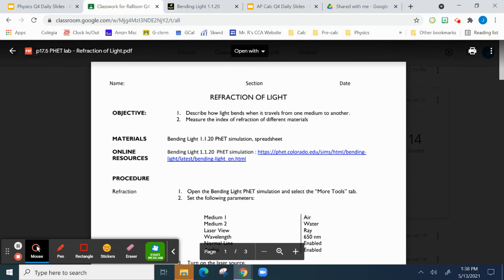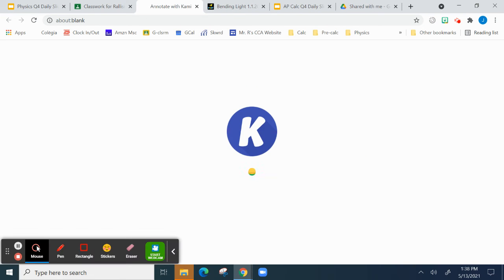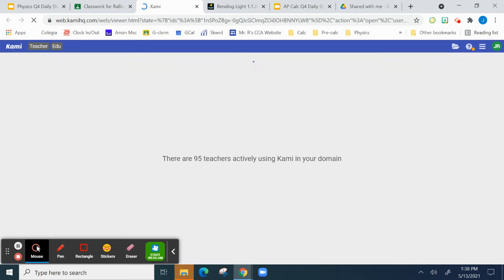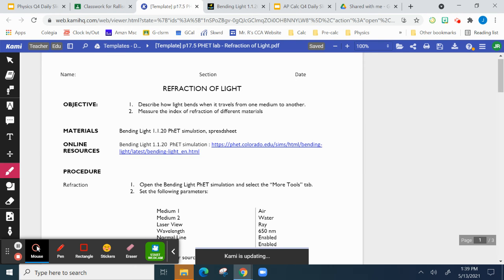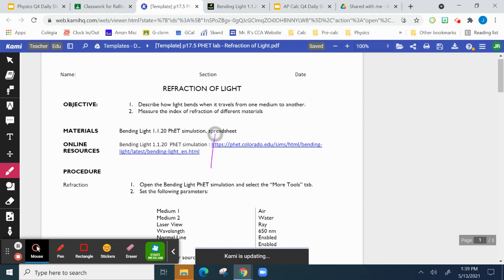I should open this with Cami so that I can write on it, because I can't write with the tools in our thing here. All right, so, see, now I can write. Look at that.